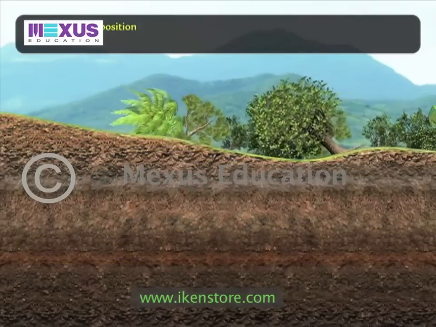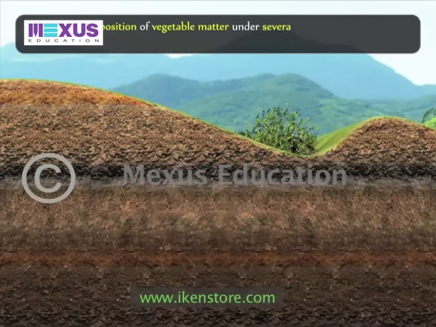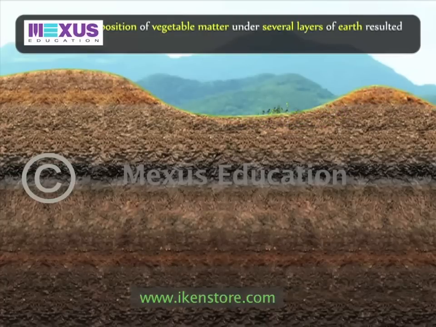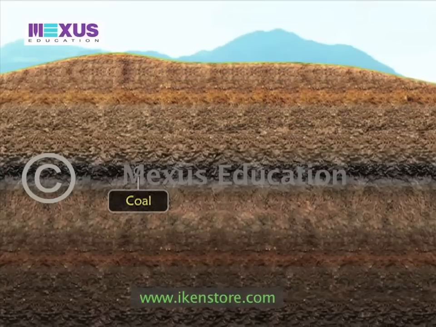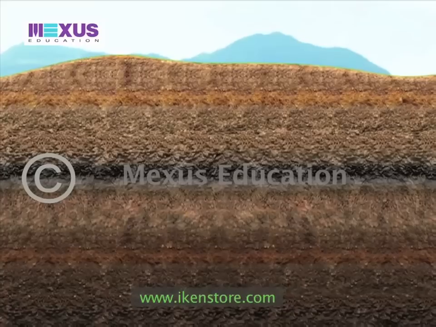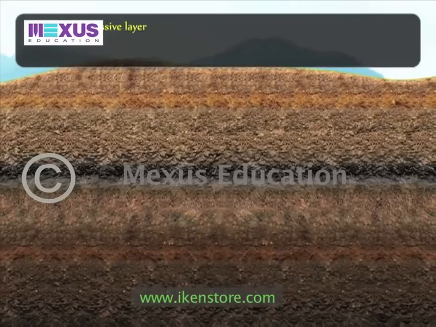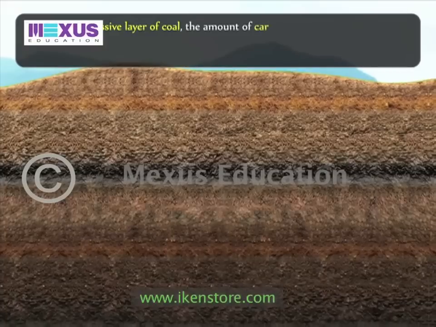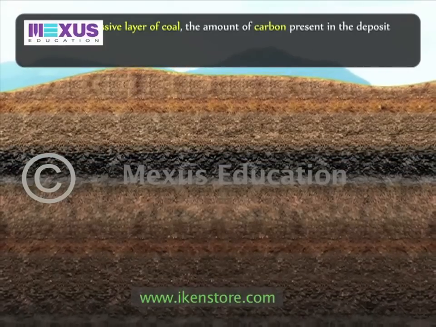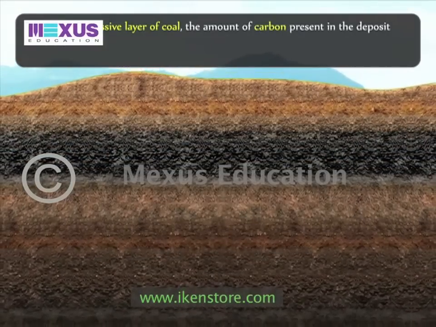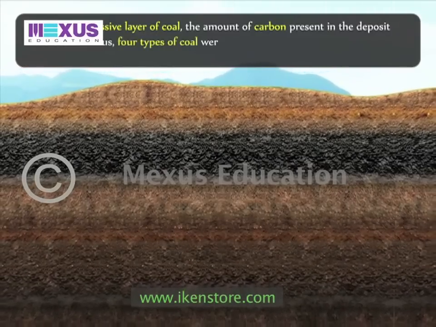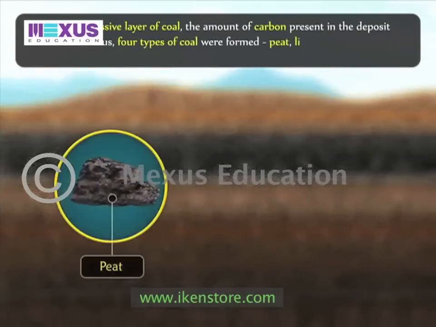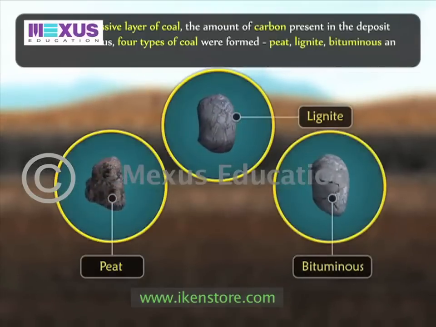Bacterial decomposition of vegetable matter under several layers of earth resulted in the formation of coal. High temperature and pressure and the absence of air aided the process of carbonization. With each successive layer of coal, the amount of carbon present in the deposit increased and the level of impurities decreased. Thus, four types of coal were formed: peat, lignite, bituminous, and anthracite.